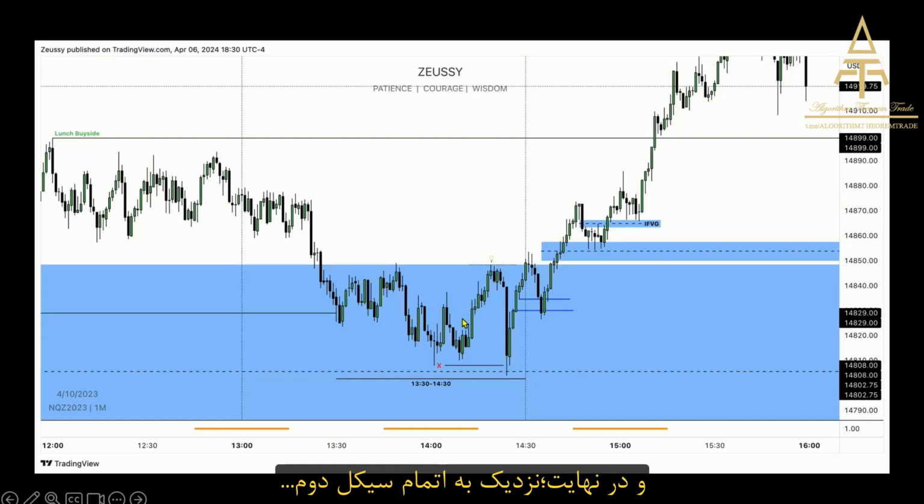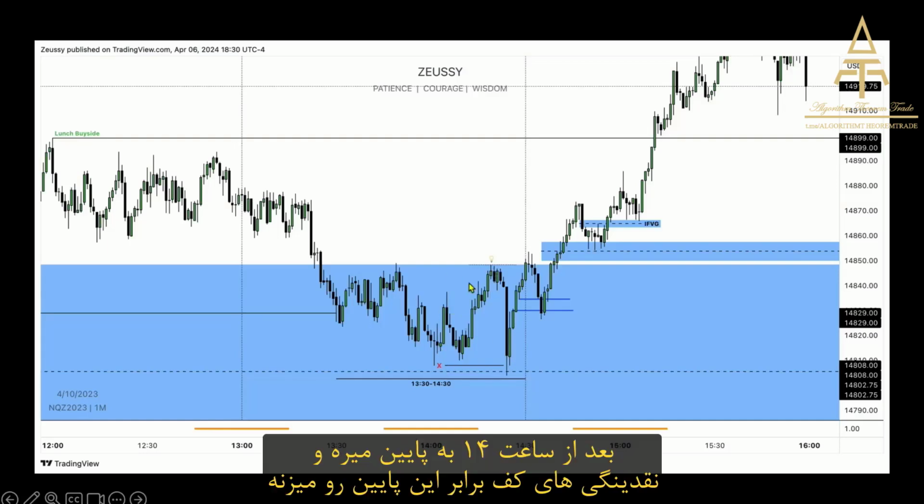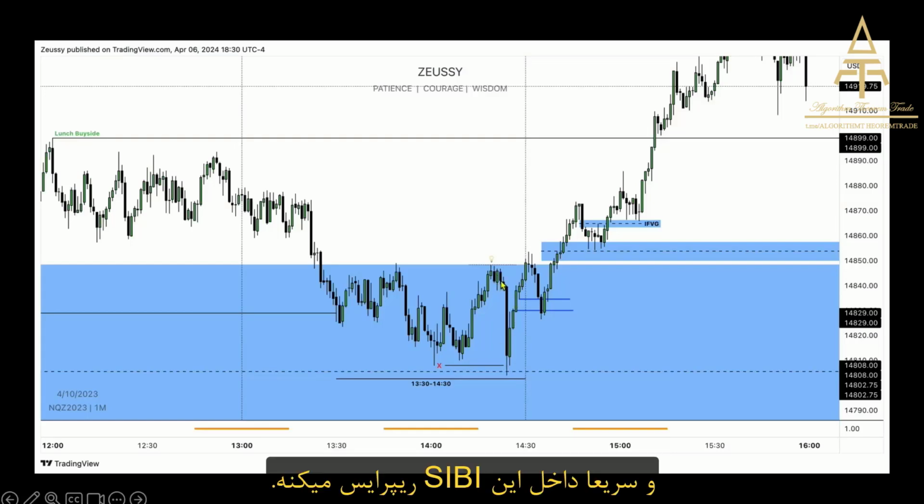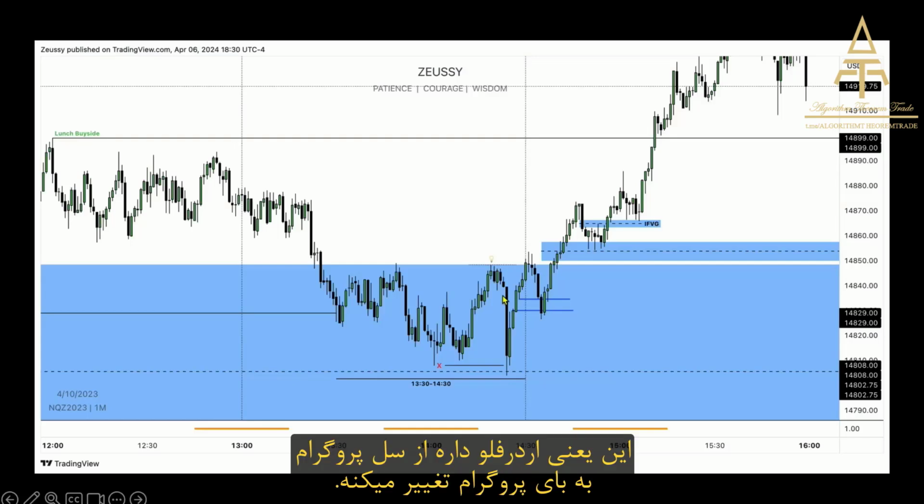And towards the end of the second PM cycle, after 2 PM, the market runs lower, taking out these relatively equal lows with this big down close candle, and it then immediately reprices through this CB right here. That shows that the order flow is changing from sell program to buy program.